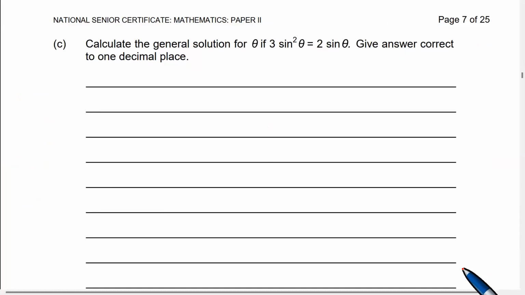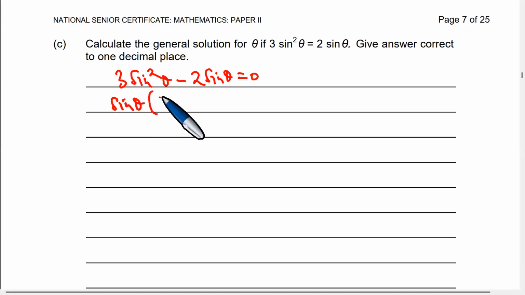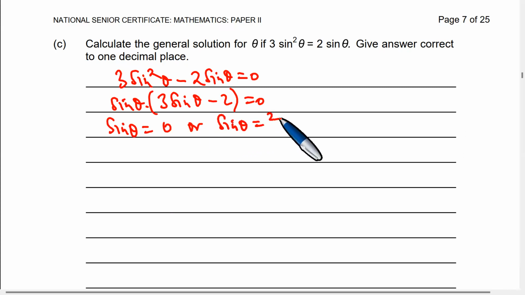Calculate the general solution of this one. Give the answer correct to 1 decimal place. So let's do this one. We have been given 3 sine squared theta equals 2 sine theta. So you write 3 sine squared theta, then you transpose the other one, sine theta. You factor out sine theta as a common factor, and you have sine theta times 3 sine theta minus 2. Then sine theta is 0, or sine theta is 2/3.